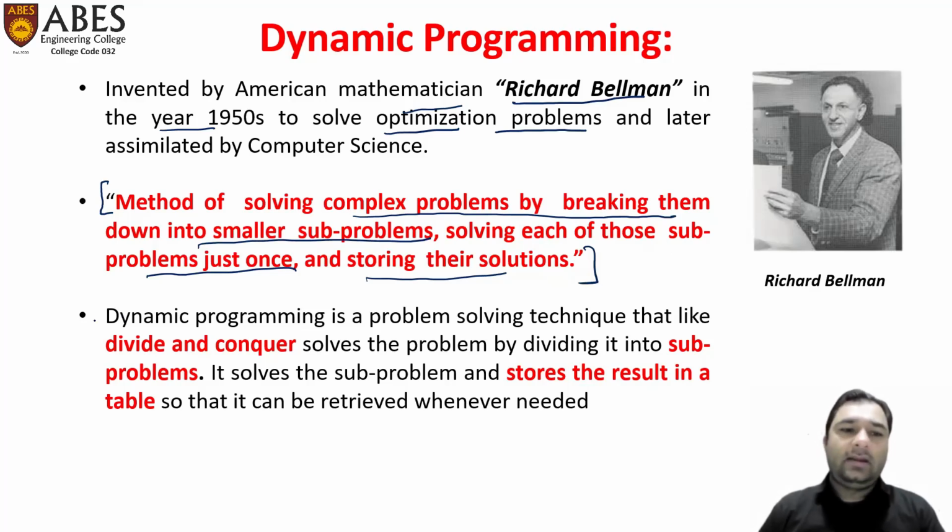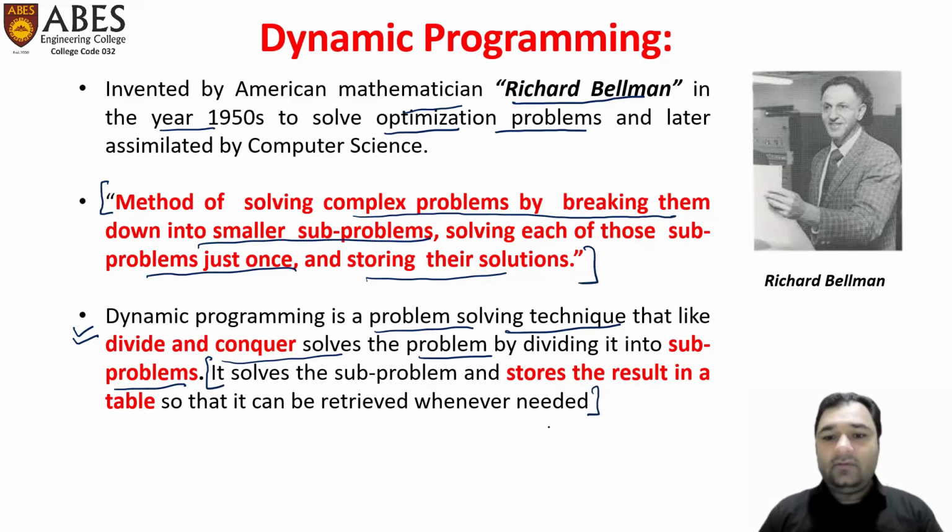whenever it is required. Dynamic programming is a problem-solving technique similar to the divide and conquer approach. It solves the problem by dividing it into subproblems. It solves the subproblem and stores the result in a table so that it can be retrieved whenever it is required. If we think about a takeaway from this slide, it was invented by Richard Bellman in 1950 for solving optimization problems.